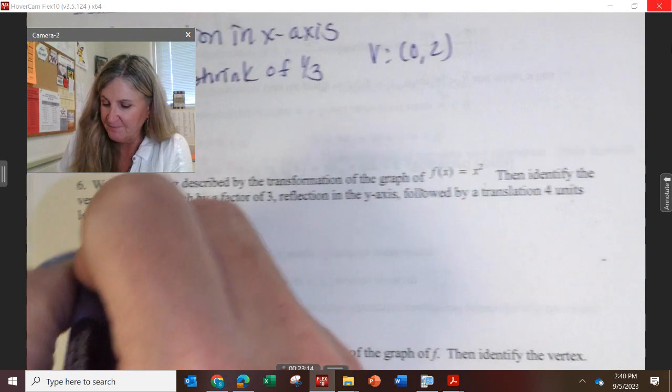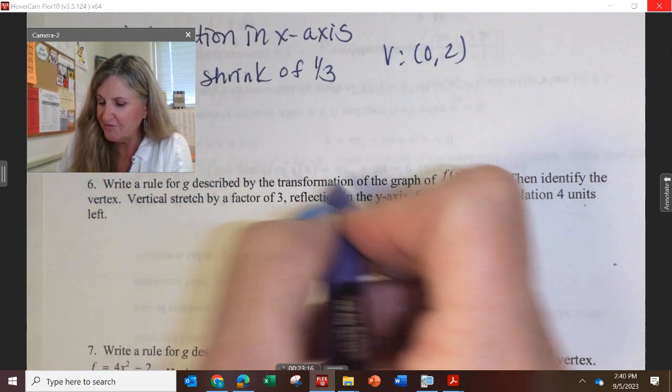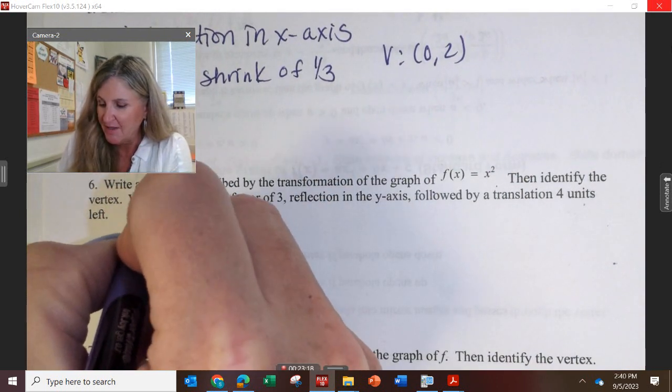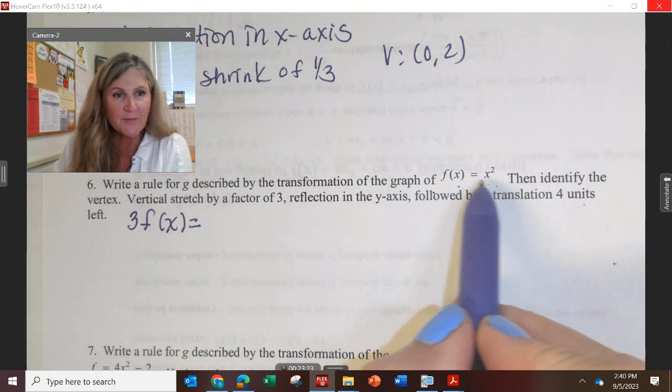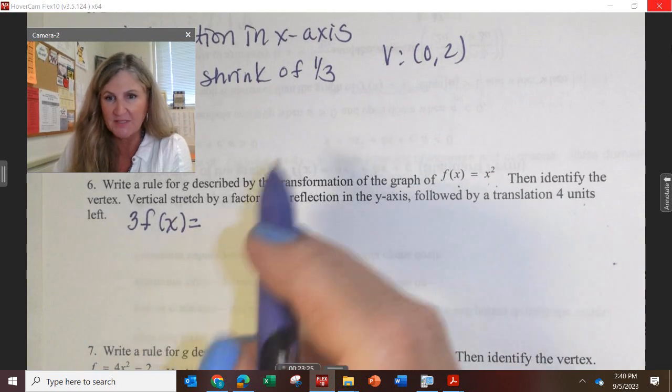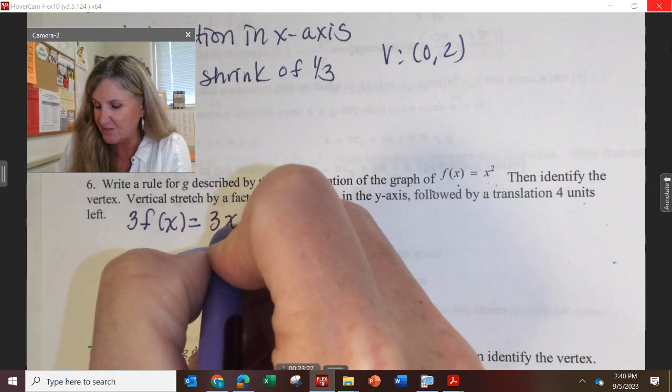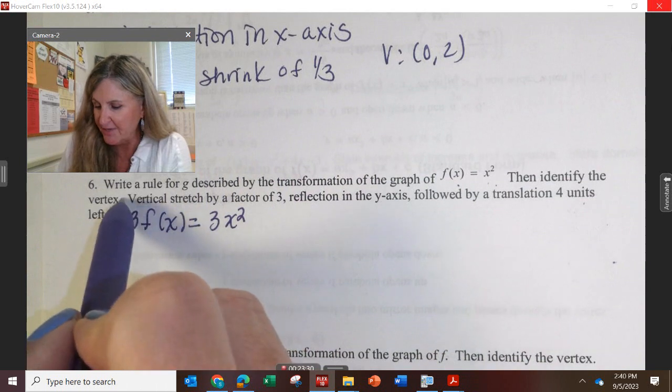Here's our function. If I'm going to do a vertical stretch by a factor of 3, that means I have to do 3 times f of x. So here's my original function. 3 times f of x is going to be 3x squared. I took care of that.